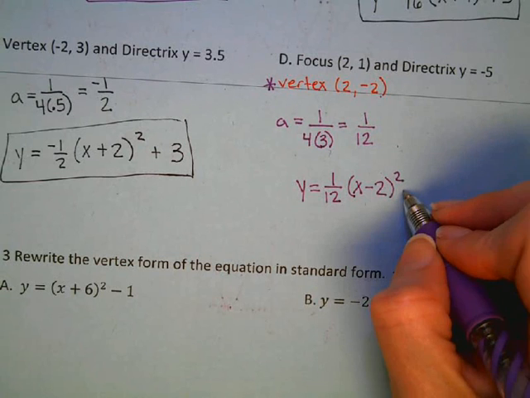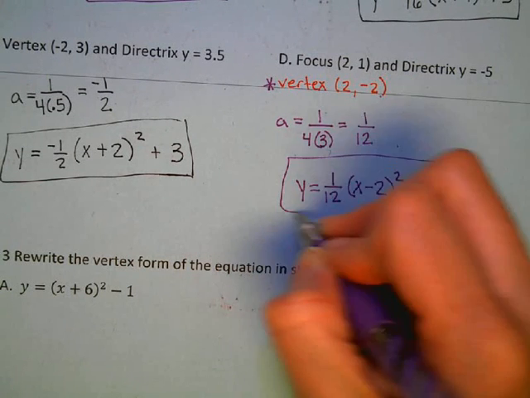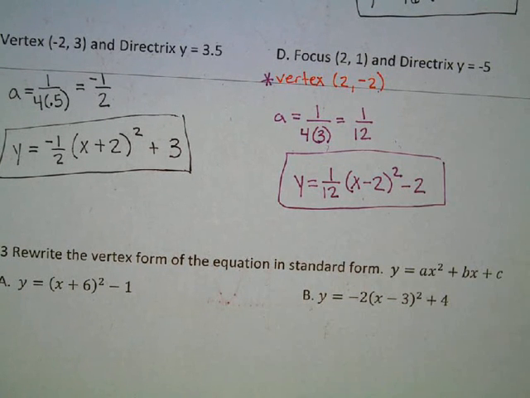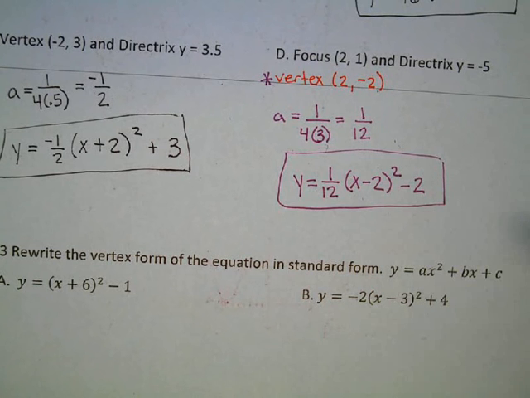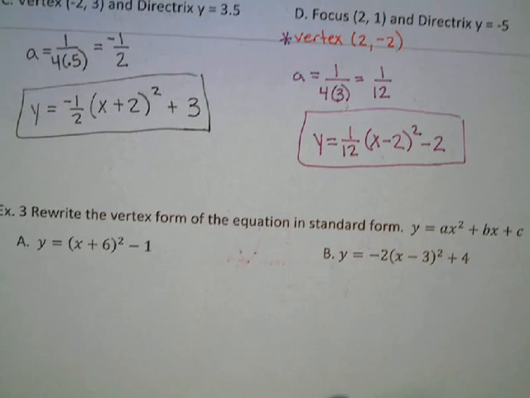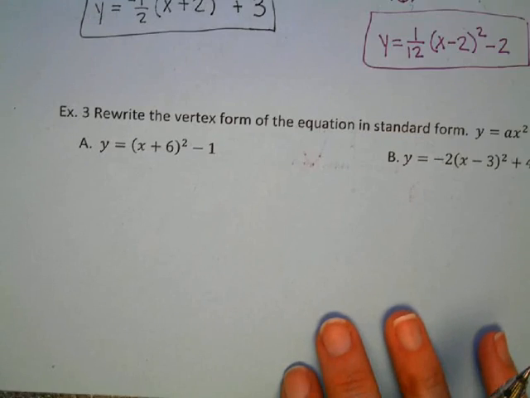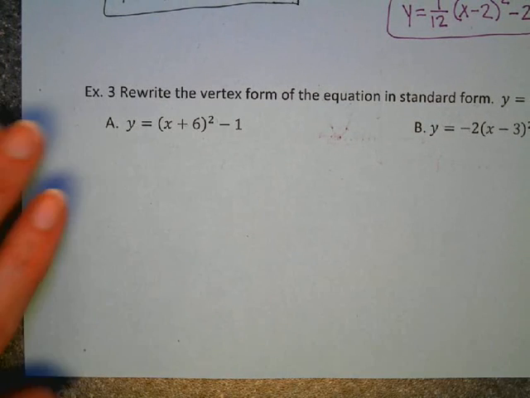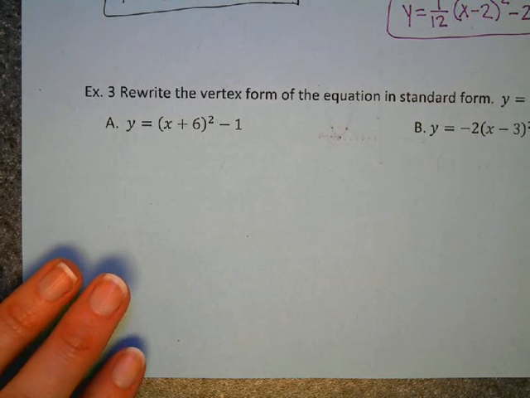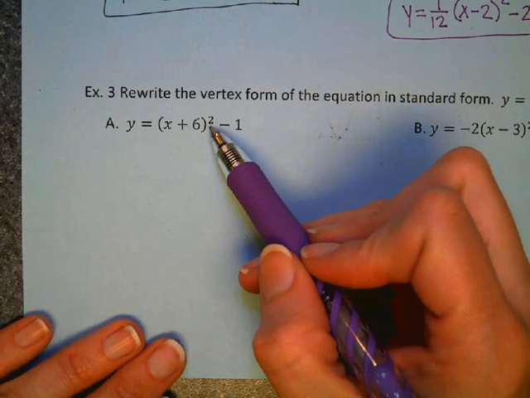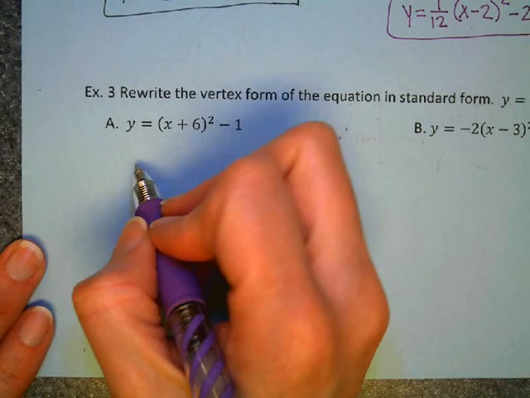Alright, the last one works on your algebra skills. We're taking this, which is called vertex form, and we're going to write it into this, which is called standard form. It's just another way to write what's called a quadratic. It's another way to graph a parabola. In PEMDAS, or please excuse my dear Aunt Sally, order of operations, exponents come first. So I'm going to write this out as x plus 6 times x plus 6. And then bring down the minus 1.